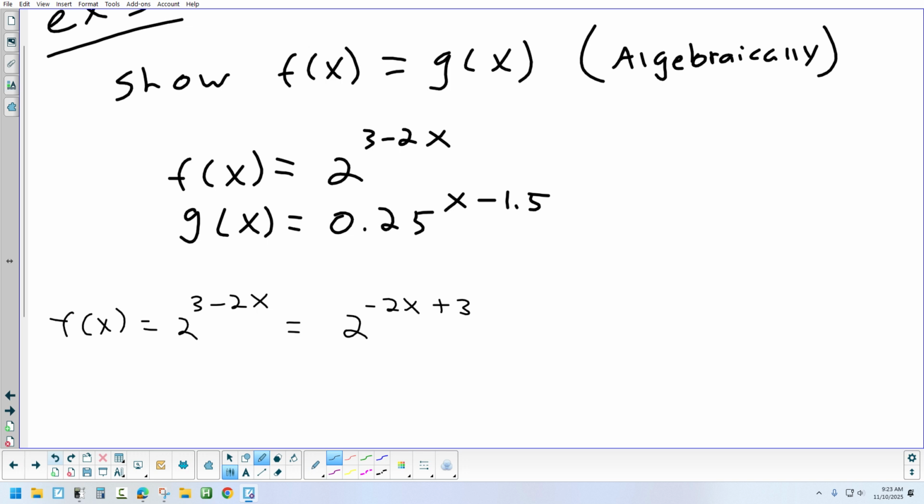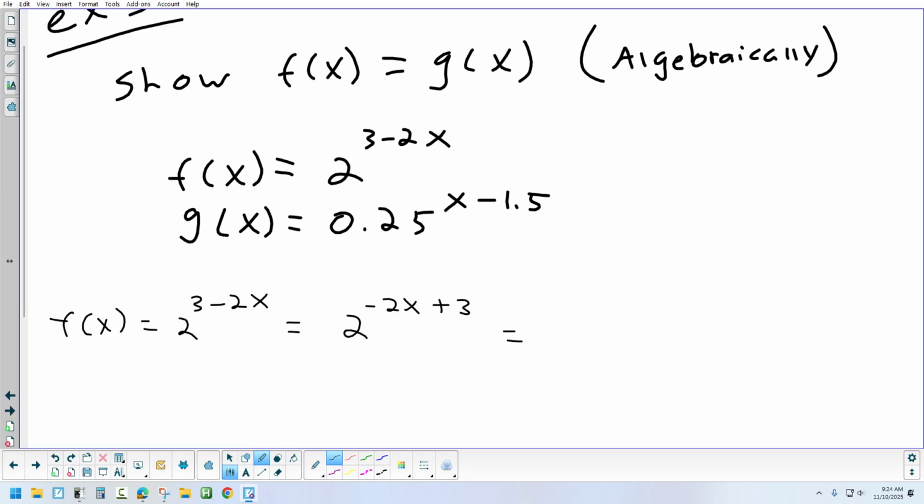Why is the part with x in the first function and the part with x in the second function, why aren't they the same right now? What's preventing them from being the same? Yep. Negative 2 in front of x. We have a negative 2 in front of it. What could we do? We can't just cancel out that negative 2, but we can do something with it. So not divide by it. But yep. Can we factor? We can factor it out. Okay, so let's factor out that negative 2, so that way we have just an x left.